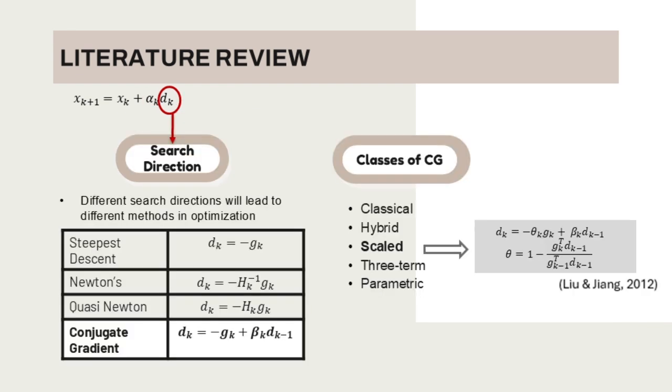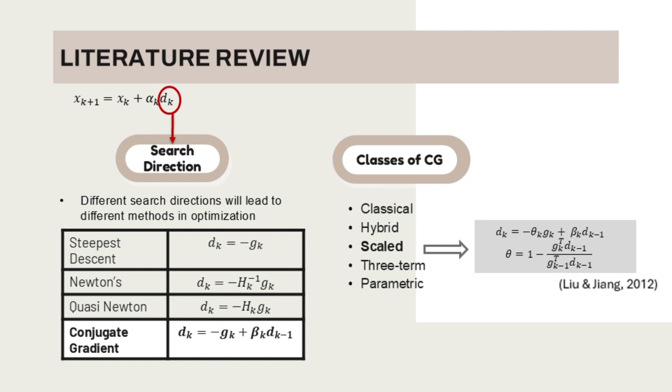Next, let's talk about d_k, which represents the search direction in an optimization algorithm. The choice of search direction is very important, because different search directions lead to different optimization methods, each with its own strengths and performance characteristics. Here are a few well-known optimization methods, each defined by how it selects its search direction.